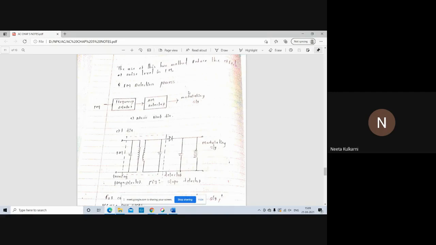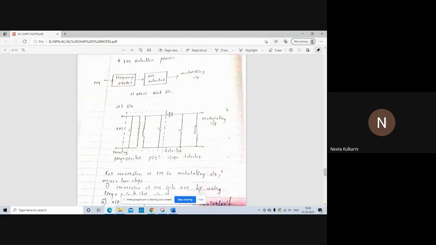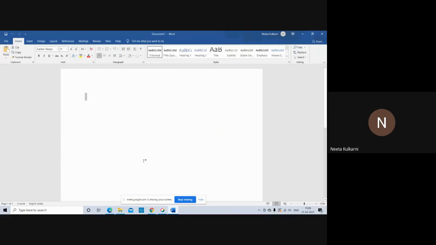Basic working principle. Here is the block diagram. FM selector, here we get AM, then it is given to the AM detector and at the output we are able to get the modulating signal. Then this is the circuit diagram for the slope detector. 4 types of detectors आपल्याला FM मध्ये स्टडी करायचे. So 4 types of detectors are there. So this may be asked as an oral question. Which are the circuits used for FM detector? So first one is the slope detector.